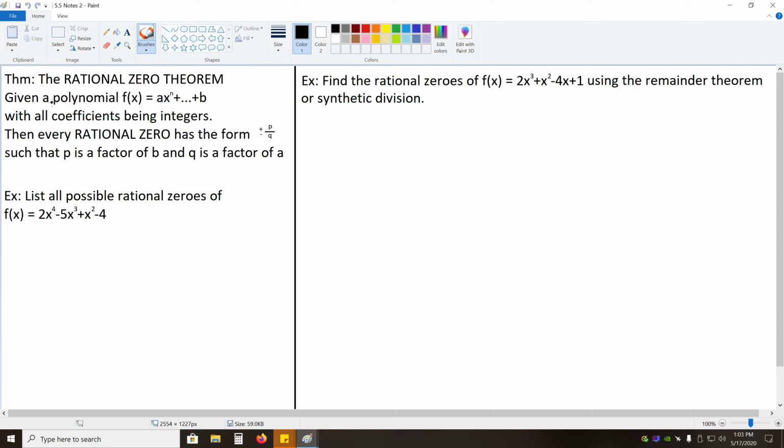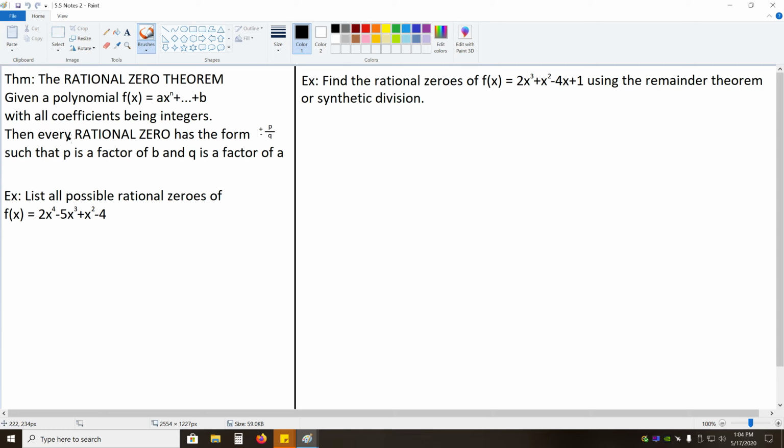So we have a given polynomial f of x equals ax to the n plus ... plus b. So what I'm essentially saying here is, given any polynomial, all we need are the lead term and the constant. We'll say that this polynomial has to have all coefficients being integers. So we don't want to deal with any type of fractions or real numbers like pi or the square root of 2. All of these numbers in front of the x's have to be whole numbers that are positive or negative.